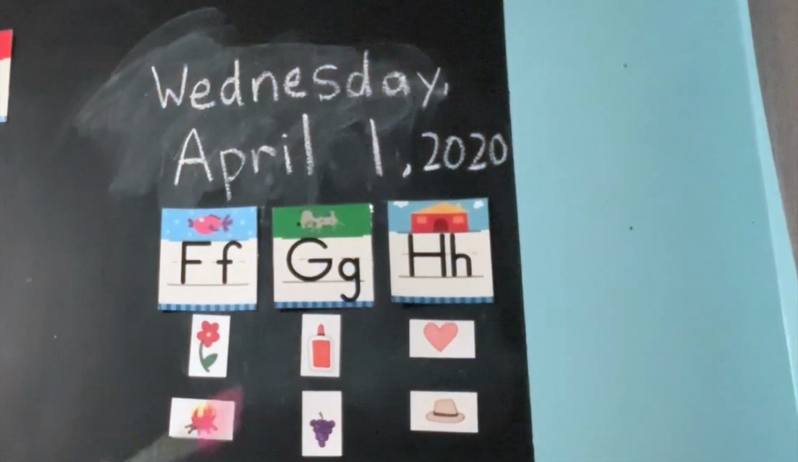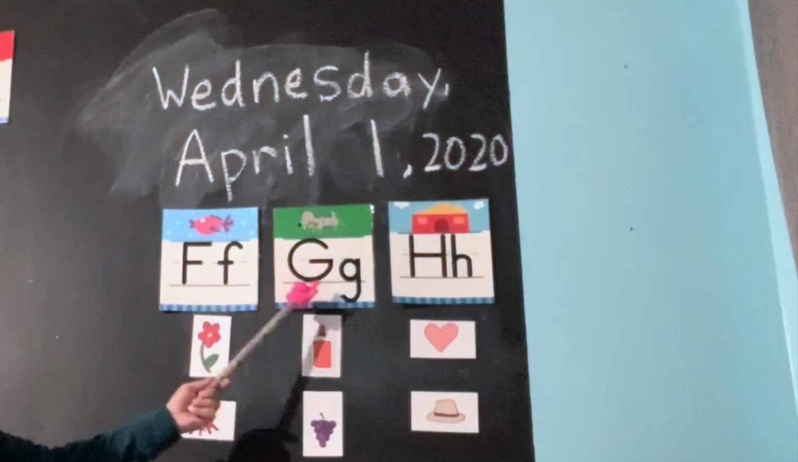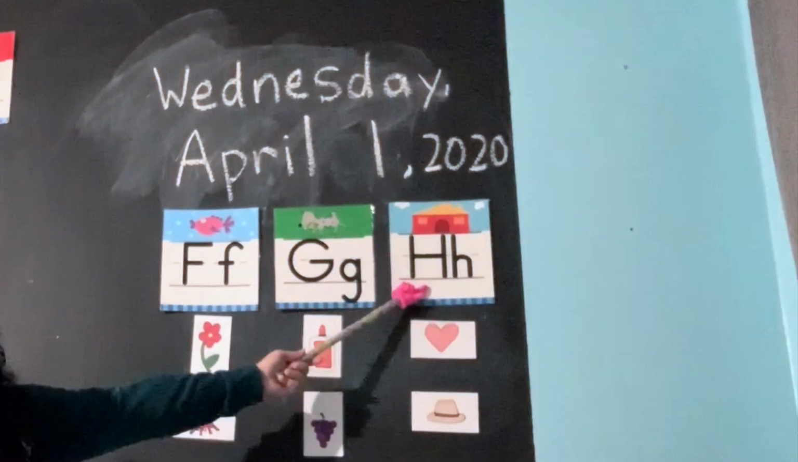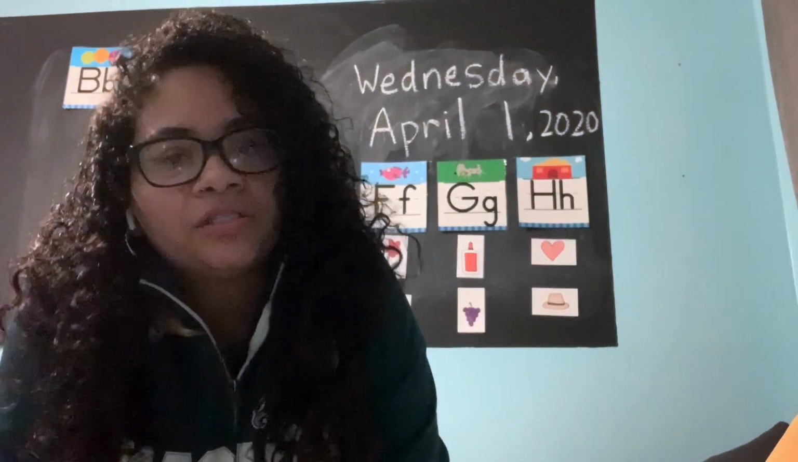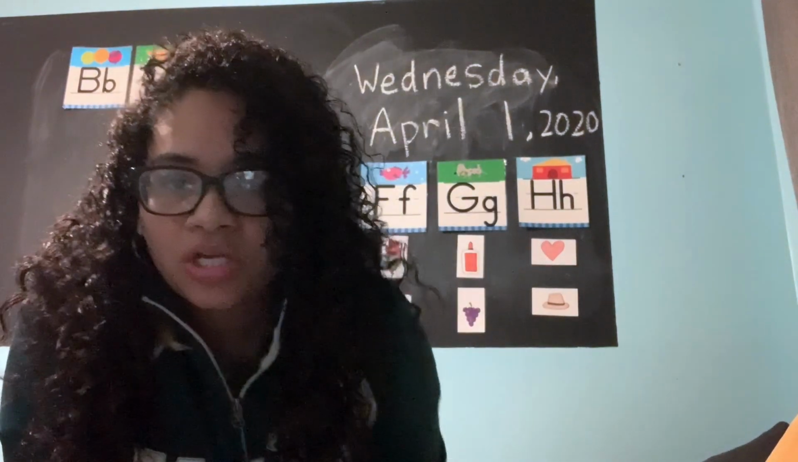So the letters that we learned today are F, G, H. Thank you guys for paying attention and helping me with this activity that we learned today with the letters F, G, and H. Now we know 6 letters. We know B, C, D, F, G, H. Make sure you guys practice your letter sounds.